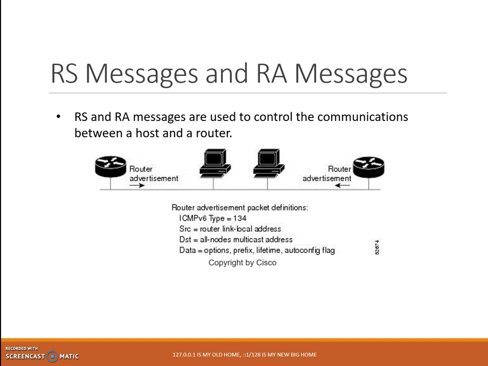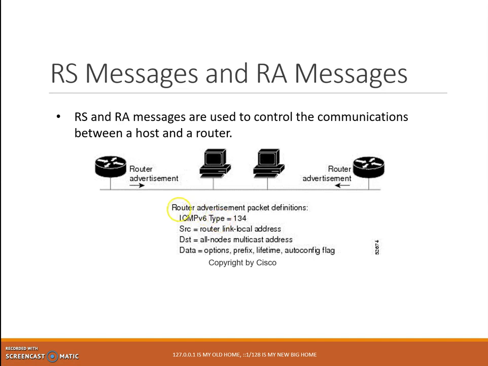134 in the type field of the ICMPv6 packet header, are periodically sent out by an interface of an IPv6 router. The RA messages are sent to the all-nodes multicast address, as seen in this figure.